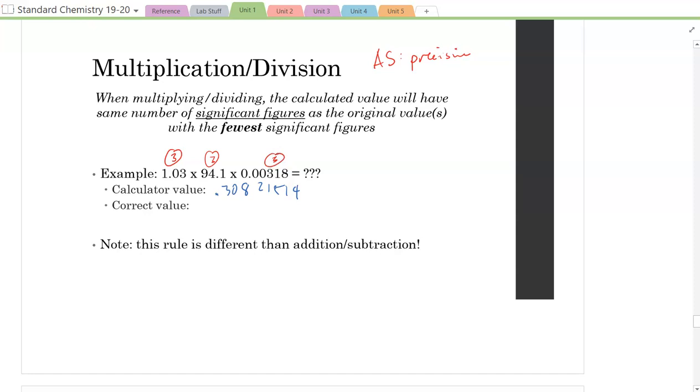So I'm going to go ahead and compare those numbers. 3 versus 3 sig figs versus 3 significant figures. Which one has the least number of significant figures? All of them have the same number, so there's not really a least per se. It's just going to be 3.